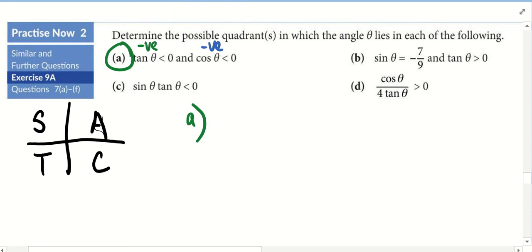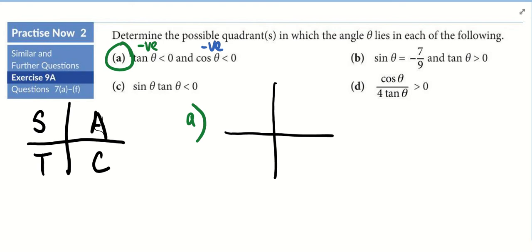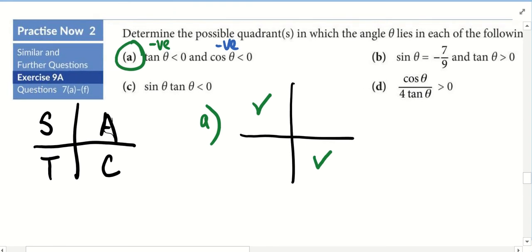The thing is, you must satisfy both. So I'm going to draw my quadrant now. Tangent theta is negative. But we know in the first quadrant, tangent is positive. In the third quadrant, tangent is also positive. Am I right? So which two quadrant tangent is negative? Second, fourth. Okay, you see, I do color one. I satisfy tangent theta is negative.